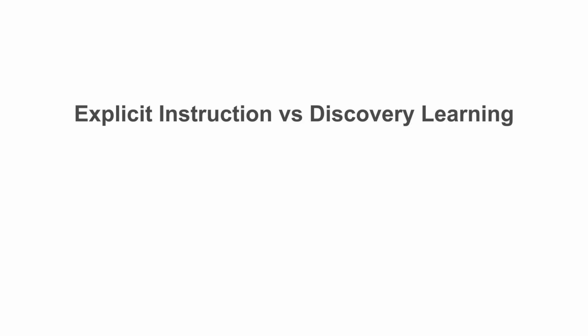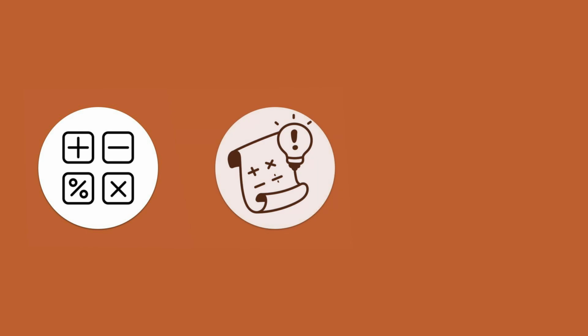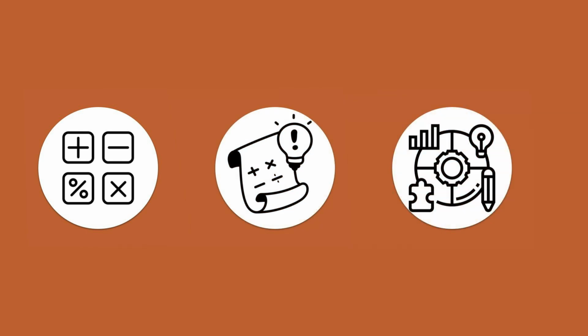Before we continue, let's address the dichotomy between explicit instruction and discovery learning. Rather than viewing them as separate practices, it helps to see them as a continuum. Novice learners start with explicit instruction and gradually transition to discovery learning as they acquire the necessary knowledge and skills. Once students have demonstrated mastery in a specific domain, they are now equipped with the knowledge to apply their skills to more complex problem-solving and inquiry-based questions.